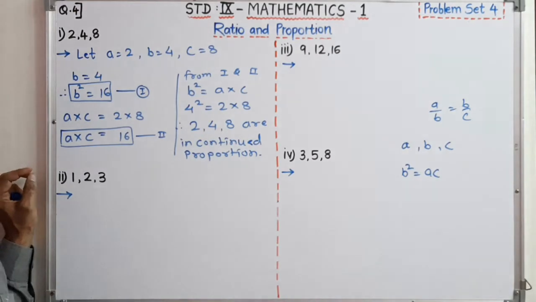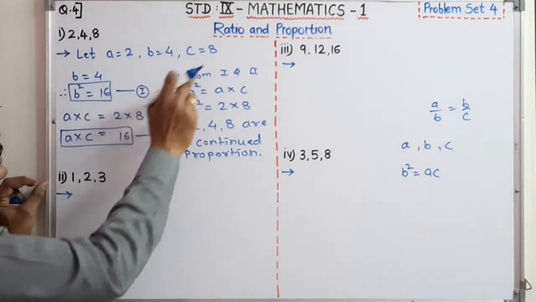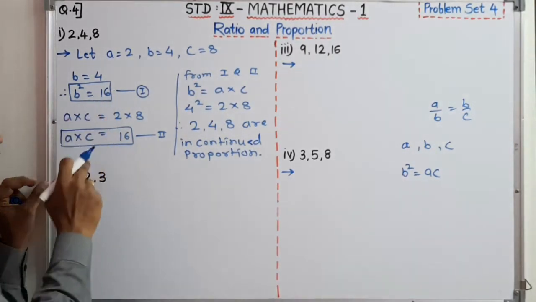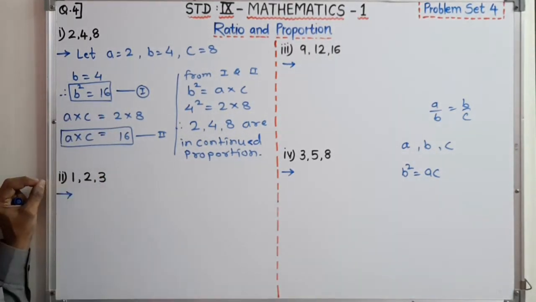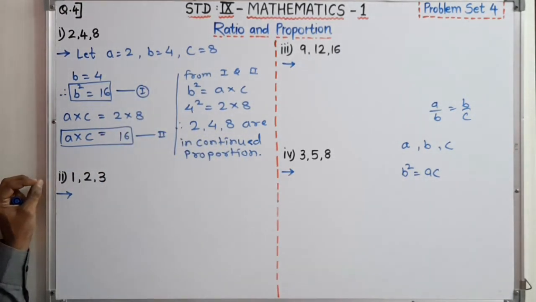Okay, dear student, very simple. What we have to do? We have to write A, B and C. Find out B square. Find out A into C. If both are the same, then we say that A, B, C are in continued proportion.